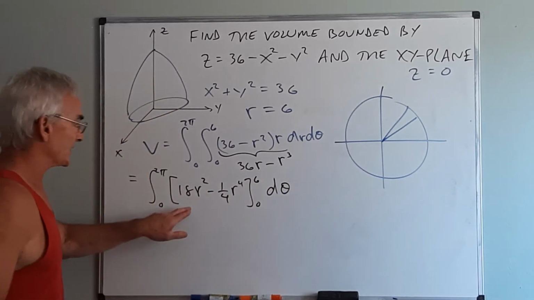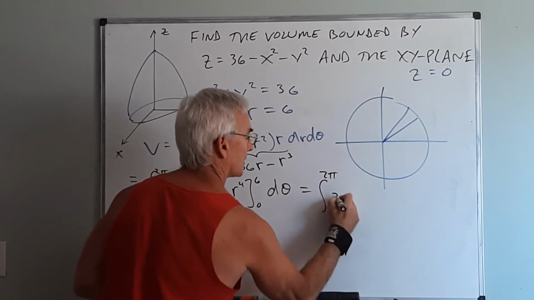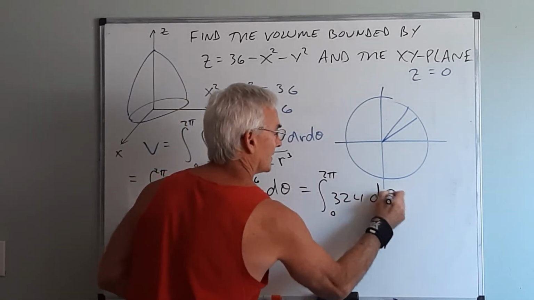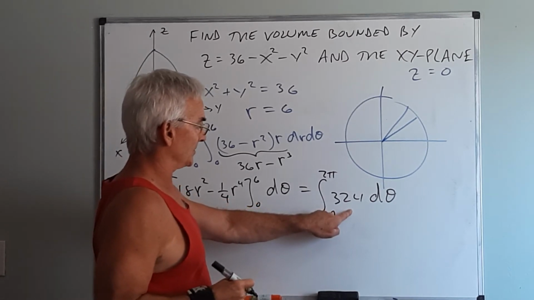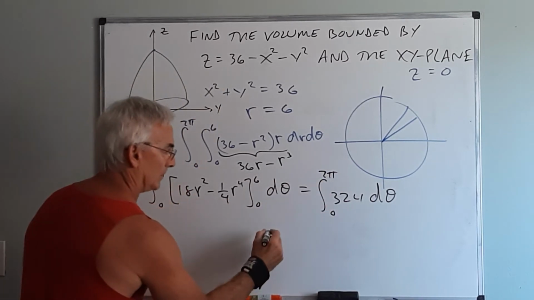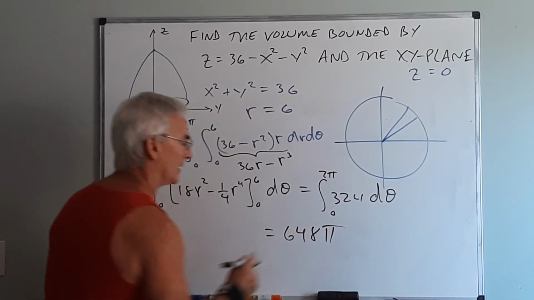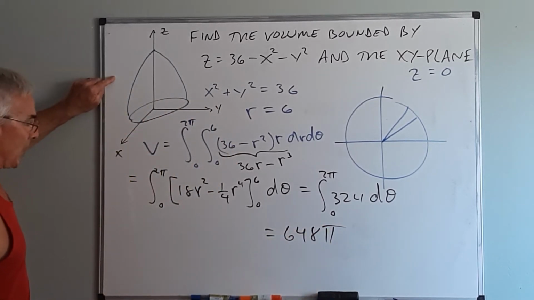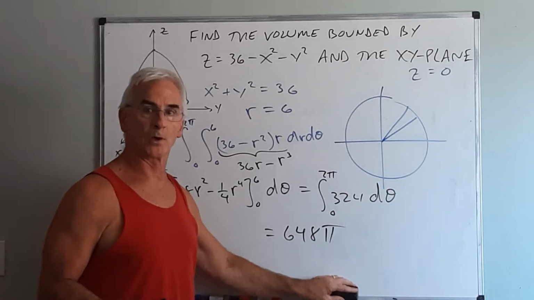When I evaluate this quantity at 6, that will give me exactly 324 d theta. And like before, I'm integrating a constant, so it's just the constant times the width of the interval. So my final answer, 648 pi. So this fairly complicated problem once again became relatively simple when I changed it to polar. Now let's do one more.